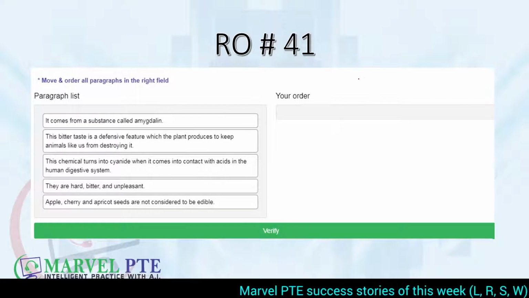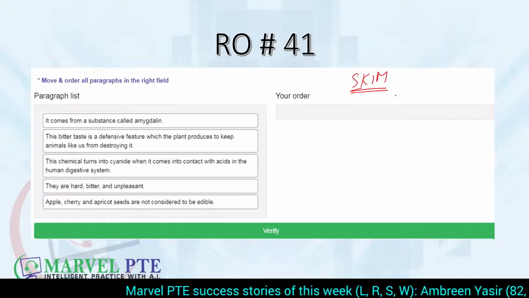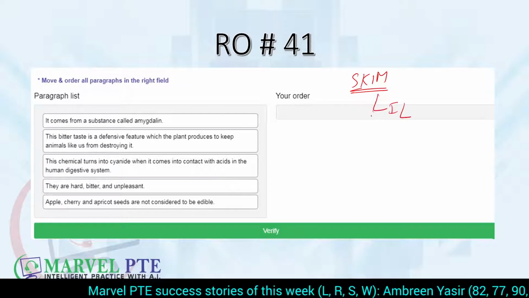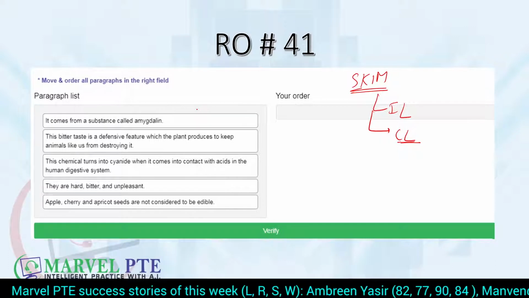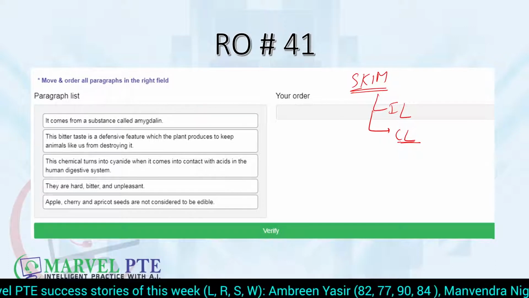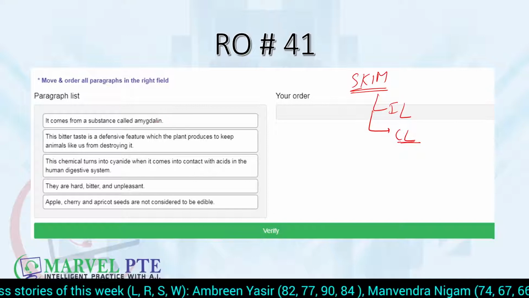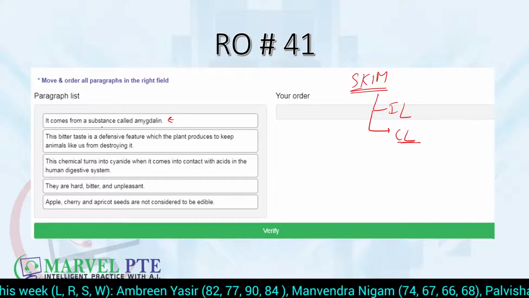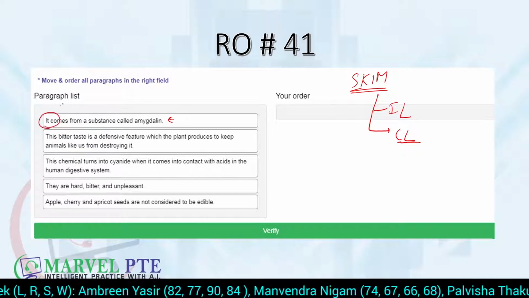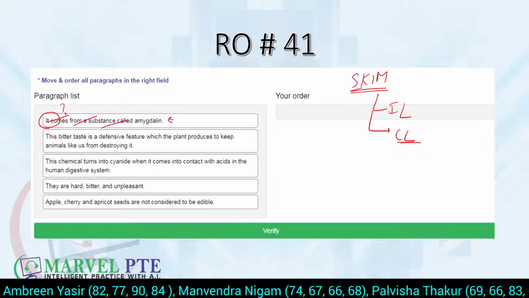Okay, so you know that in reorder paragraphs, what we do first is skim the paragraph to find the independent line and, if possible, the concluding line also. So let's see if we can find the independent line quickly. It comes from a substance called amygdalin, right? So it comes from a substance called what? I don't know. So that's why it cannot be your independent line.